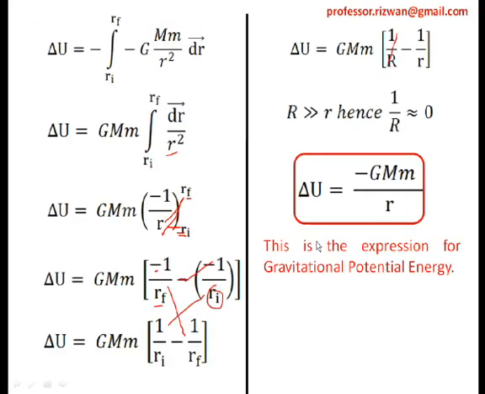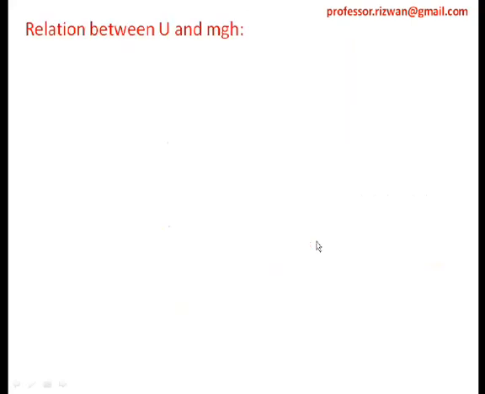Now the relation between U and mgh. Up till now, we were knowing the formula for potential energy in terms of kinetic energy and potential energy. The potential energy we termed as mgh. The potential energy is due to the height gained by an object. So what is the relation between the expression which we have just now found and mgh? Let us find out the relation between these two.